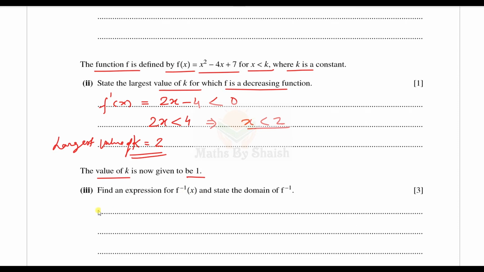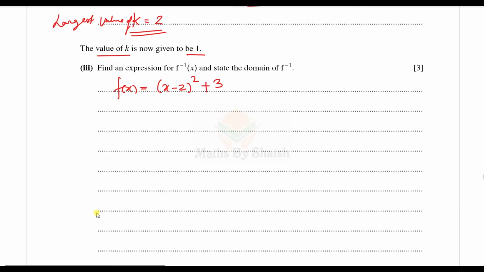So we are going to write f(x) as, because we have written it already in the form of the first part, a plus b whole square plus b. So it is going to be, I'm writing it as x minus 2 whole square plus 3. So if we need to find the inverse function, we'll express it in the form y is equal to x minus 2 whole square plus 3, and then interchange the x and y. That is going to be x is equal to y minus 2 whole square plus 3.